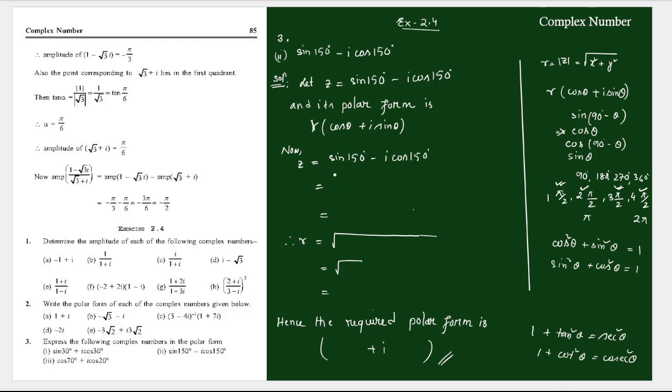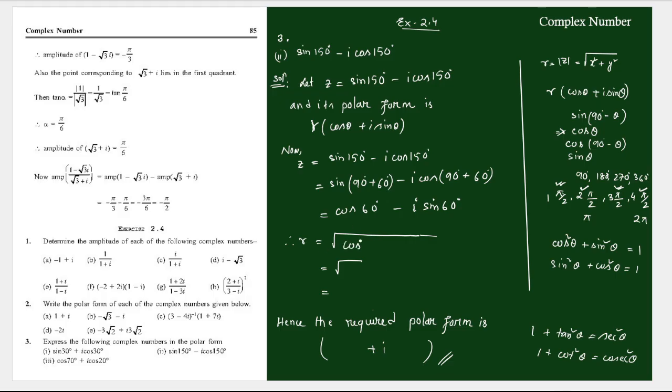Now we have to convert. Sine 150 degrees, how much? 90 plus 60 degree. I cos, this is how much? 90 plus 60, this is 150. Now sine 90 is there, so it will change into cos 60 degree minus I, this will be what? Sine 60 degree. Fine.